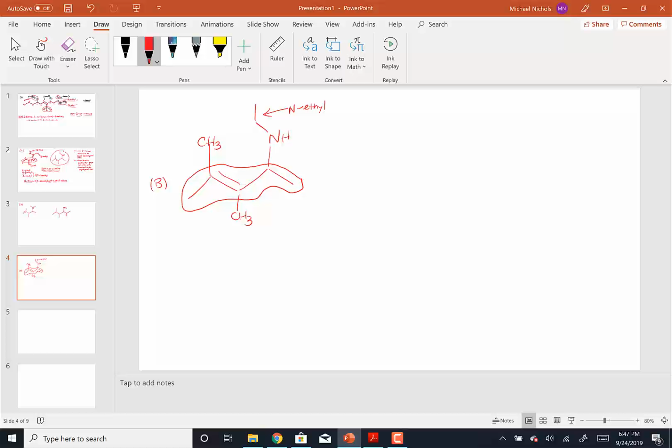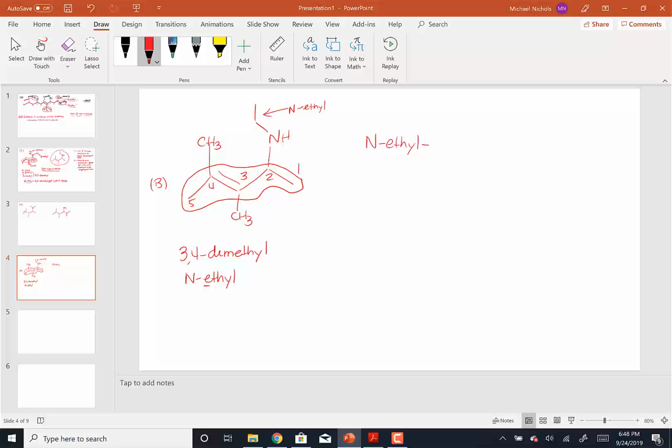So now let's look at the numbering scheme. Again, the numbering scheme favors the highest priority substituent, or highest priority functional group, which in this case is the nitrogen. So this is going to be a 1, 2, 3, 4, 5. So this is going to be a 3,4 dimethyl, as are these 2 substituents, and then I have an N-ethyl group for the ethyl attached to nitrogen. Alphabetically, N-ethyl is going to come first.